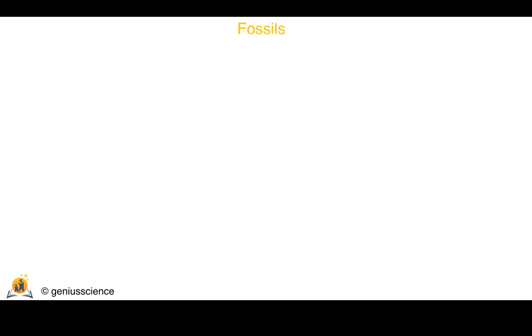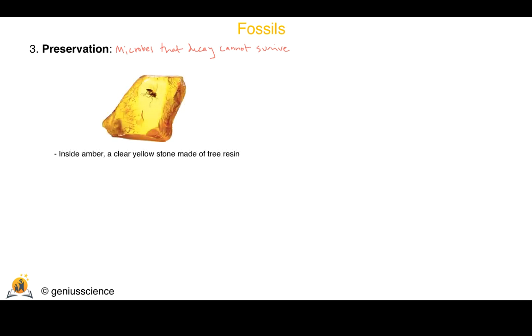And the third way in which fossils are formed is by preservation, and this is in part because microbes that cause decay cannot survive. Preservation can take place in a number of ways, such as inside amber, a clear yellow stone made of tree resin. And inside amber there is no oxygen or moisture, which means there is no decay.